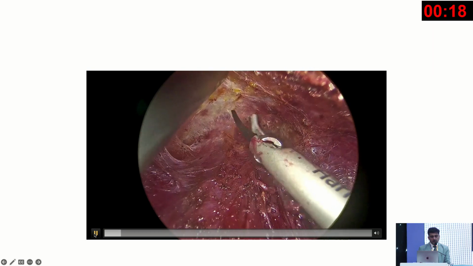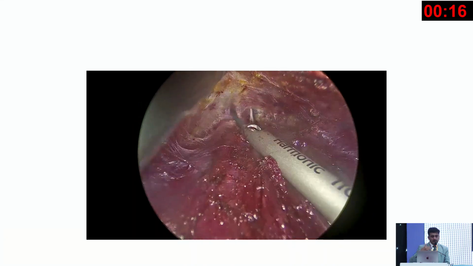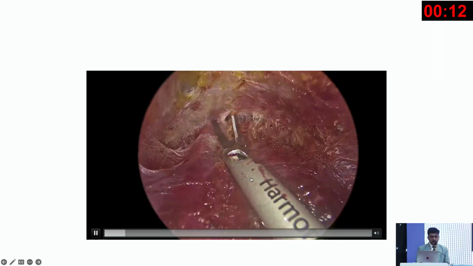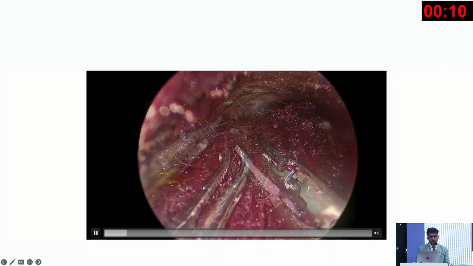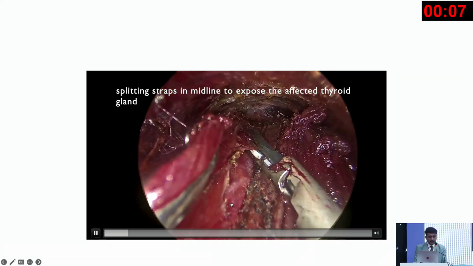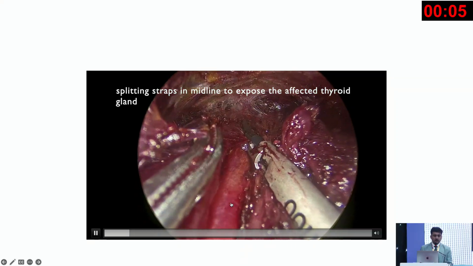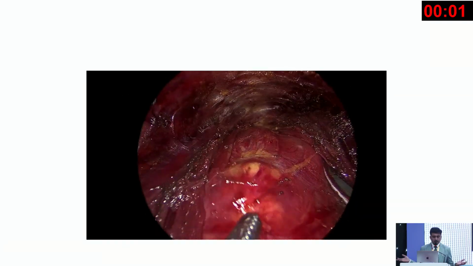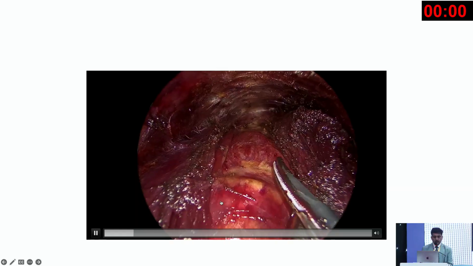suprasternal area. So I am gradually separating the subplatysmal plane from the strap muscles. These are inferiorly the strap muscles in the base. So once the strap muscles are identified, we divide them in the midline. That we will be doing in open surgery as well. We separate them in the midline so that we can create the working space for operating. So that's the cricoid cartilage.